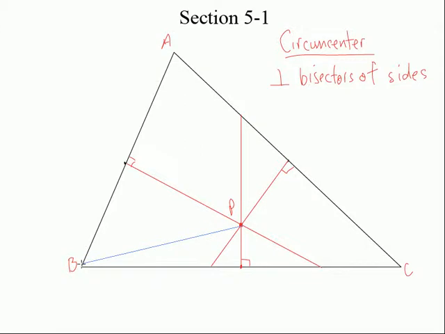Okay? So if I went from point P, that circumcenter, and if I drew a line to B, and I drew a line to C, and I drew a line to, what do you think? A. What do you think might possibly be true about those three blue lines right there?